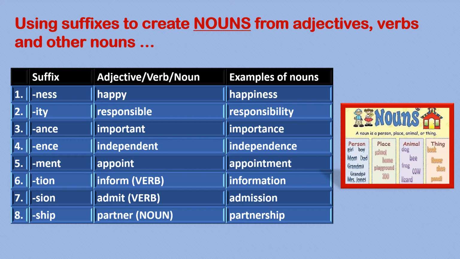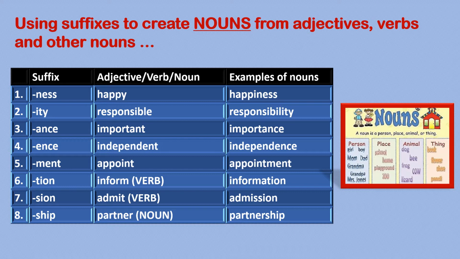Next word, responsible. Responsible ends with E, so we drop the E and add ITY. Similarly, we have suffixes like ANCE, which drop the T and add ANCE, and independent, which drops the T and adds ENCE. With appoint, we just add MENT.